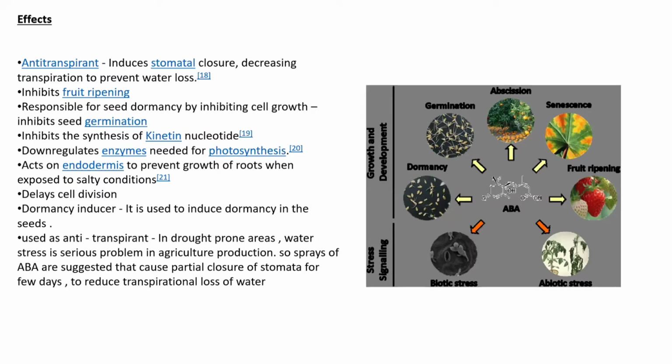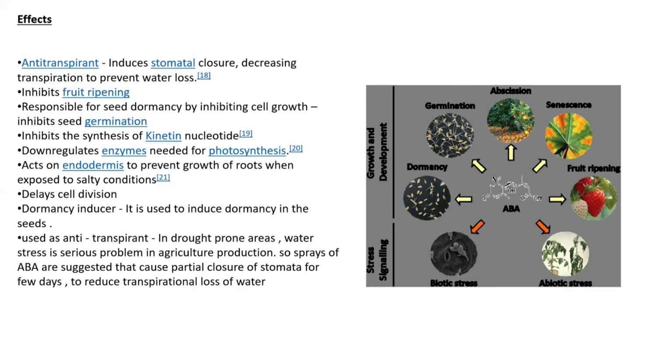Abscisic acid acts as a growth inhibitor and induces bud dormancy in a variety of plants. Abscisic acid is a powerful growth inhibitor. As an antitranspirant, it induces stomatal closure, decreasing transpiration to prevent water loss. It inhibits fruit ripening. It is responsible for seed dormancy by inhibiting cell growth, and inhibits seed germination. It inhibits synthesis of kinetin, a nucleotide. It down regulates enzymes needed for photosynthesis. Next, so it slows growth, seed dormancy.